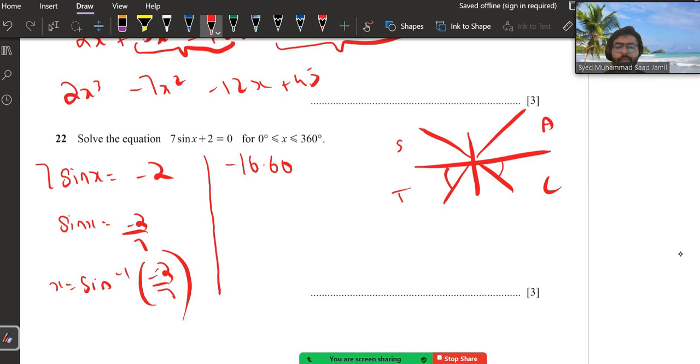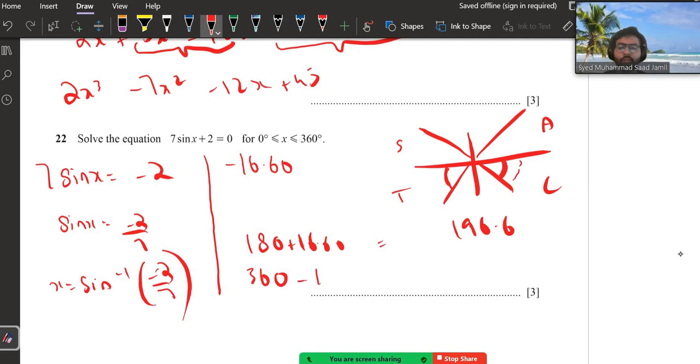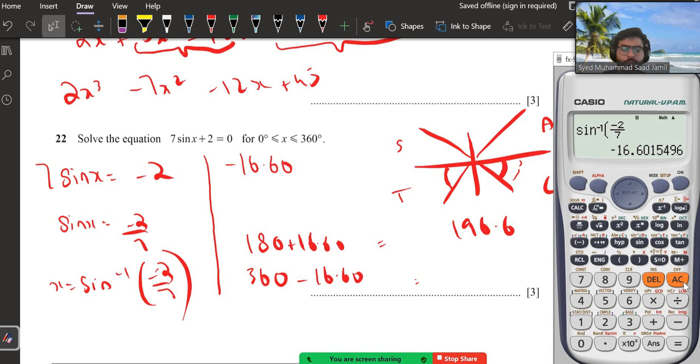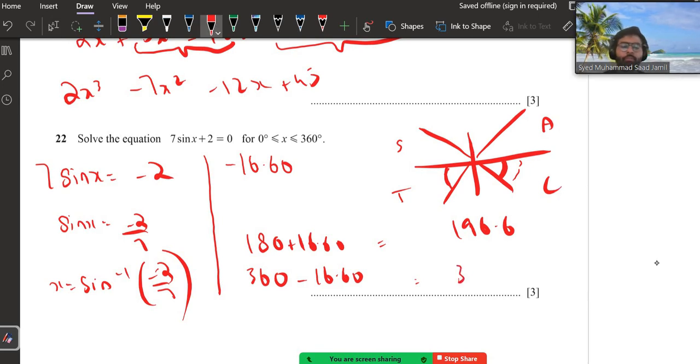So it's going to be 180 plus 16.60, which is going to be 196.6. The other is going to be 360 minus, because we are going back, 16.60, which is going to be, just calculate it just for the sake of it, 343.4, and you're done.